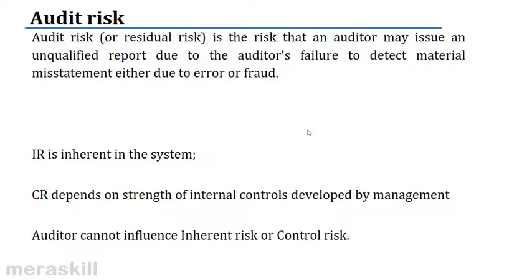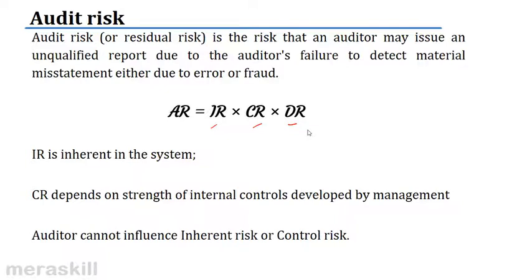So there is an error, there is a fraud, but the auditor was not able to detect it and therefore did not report. That is the audit risk. It's called residual risk and is computed as the inherent risk multiplied by the control risk multiplied by the detection risk. Clear, students? That is a summation of the audit risk.